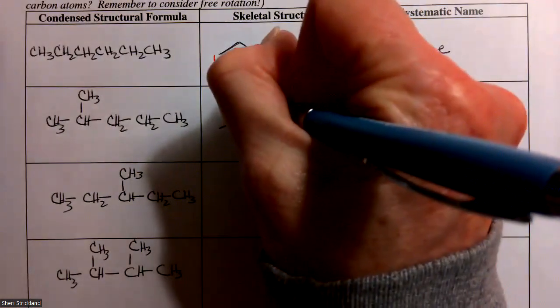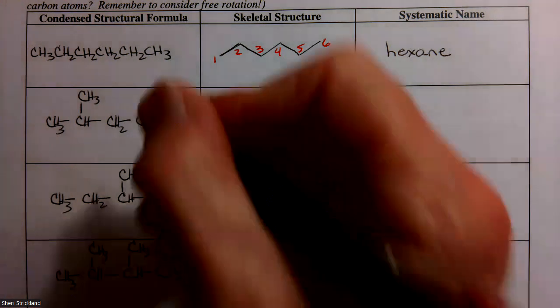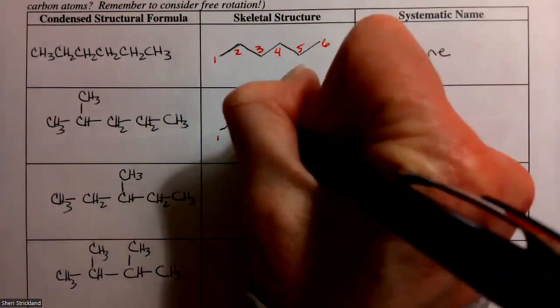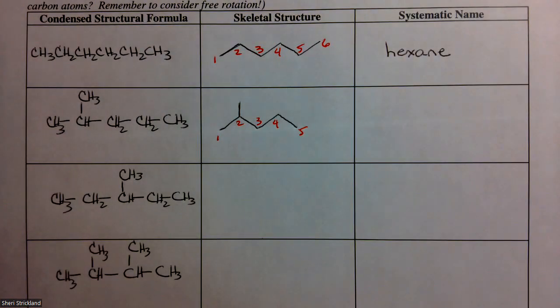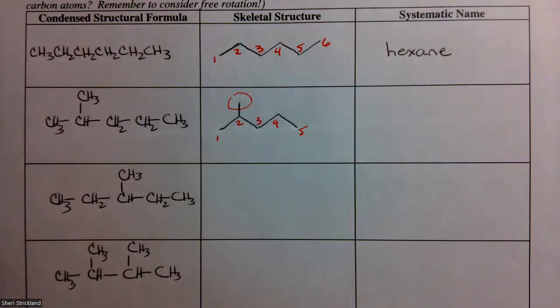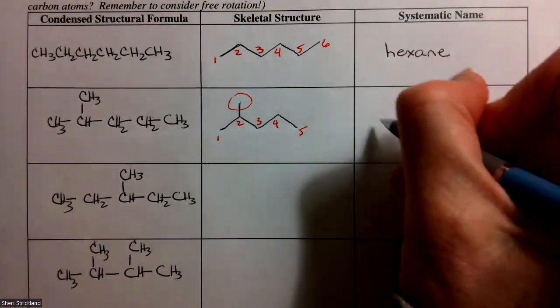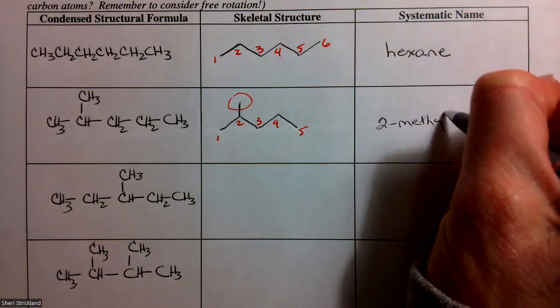And then we've got a methyl branch here at that second carbon. 1, 2, 3, 4, 5. Okay, 5 carbon chain is a pentane. And we've got a methyl branch here at carbon 2. So that makes this 2-methylpentane.